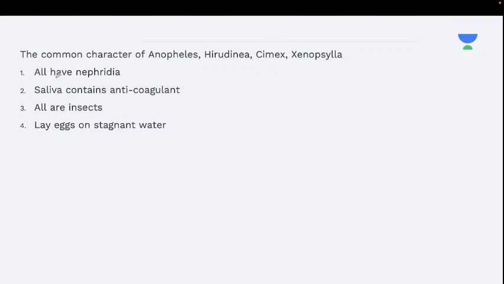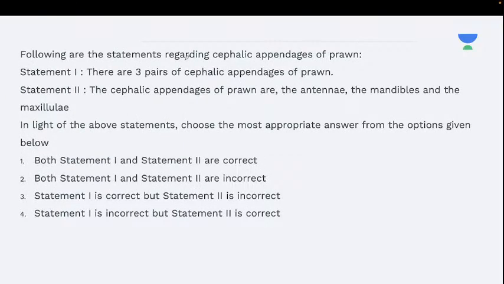The common character of Anopheles, Hirudinaria, Cimex, Xenopsylla. All have nephridia, no. Saliva contains anticoagulant, yes. Not all are insects. They will not lay eggs in stagnant water. Next question.